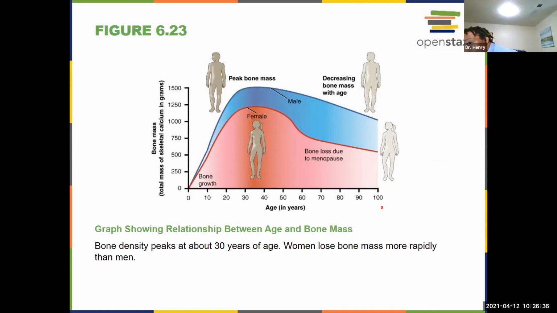Okay, so this here shows us a graph of bone mass at different ages, right? This is a male, this is a female. Female's in red, male's in blue, and this gives us the total mass of skeletal calcium in grams. You can see in the beginning your bone mass is not that much, but you start to peak in your early to mid 20s.